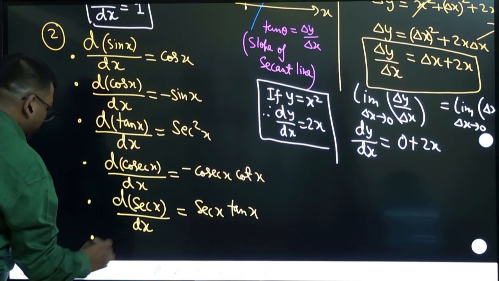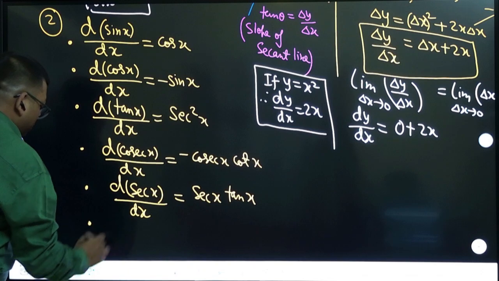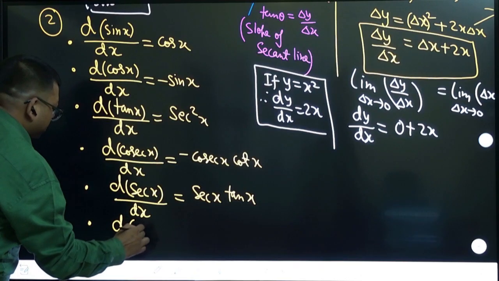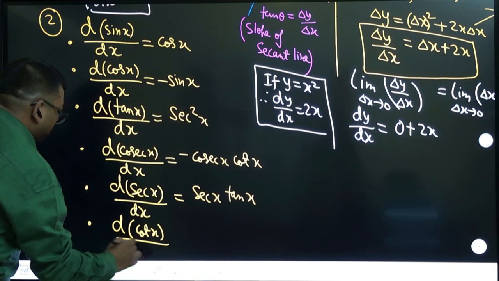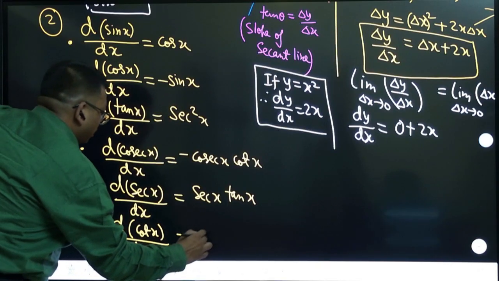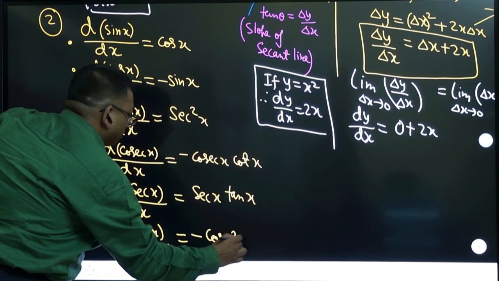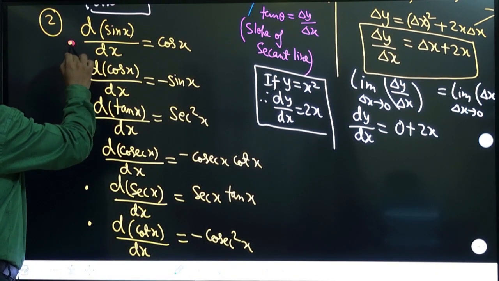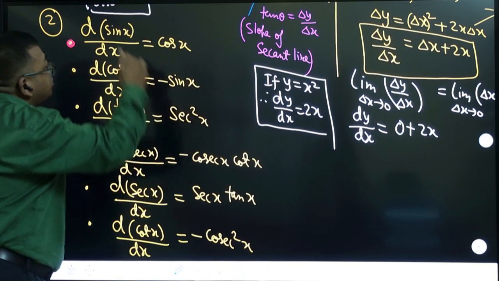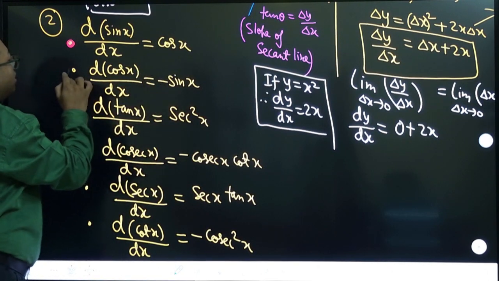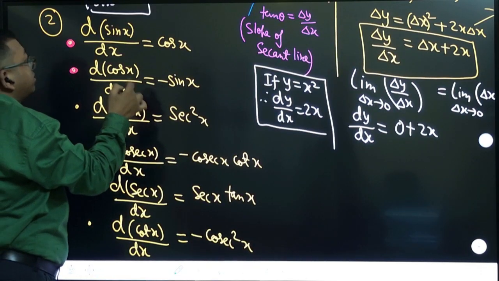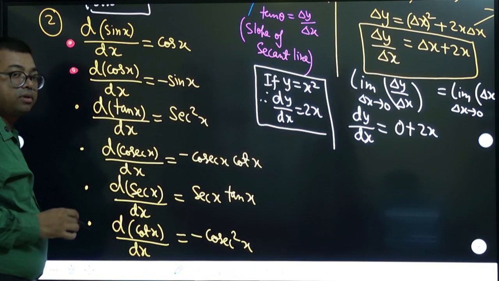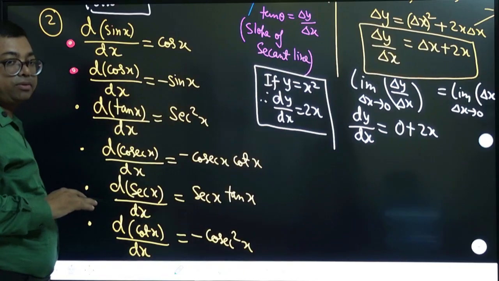Next, differentiation of cot x with respect to x is minus cosecant square x. Okay, so these are the 6 formulas we must remember. Sin x differentiation with respect to x is cos x. Cos x differentiation with respect to x, note that this x here and this x must be same. If they are not same, you cannot apply this formula.